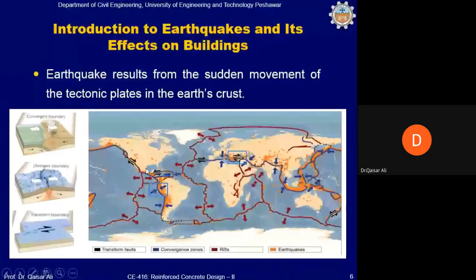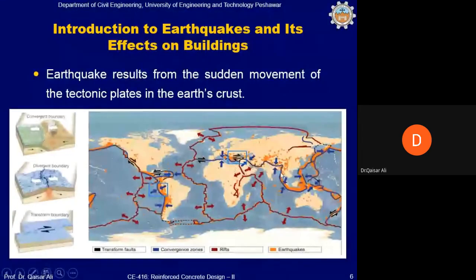The boundaries where the two plates are converging are called convergent boundaries. An example of this is this one, this convergent boundary. And where the plates are moving away from each other, the boundary is called a divergent boundary. And when they are sliding against each other, the boundary is called a transform boundary. Earthquakes occur most commonly at the convergent boundaries and transform boundaries.